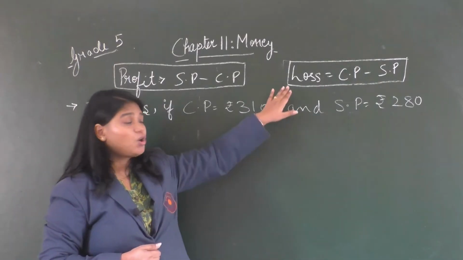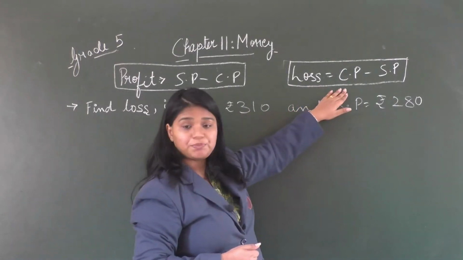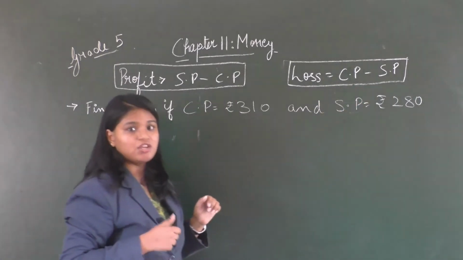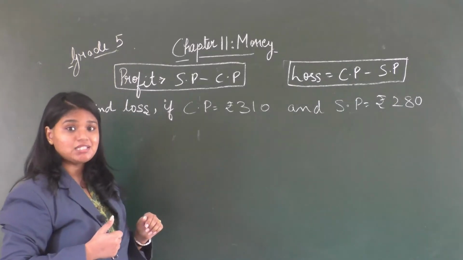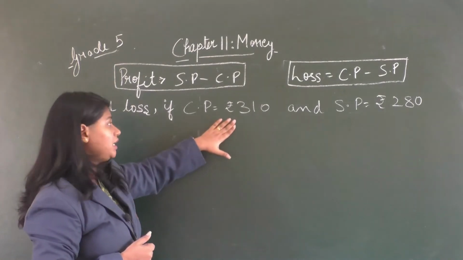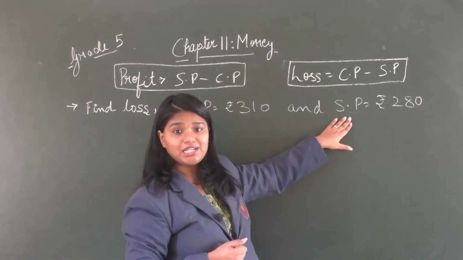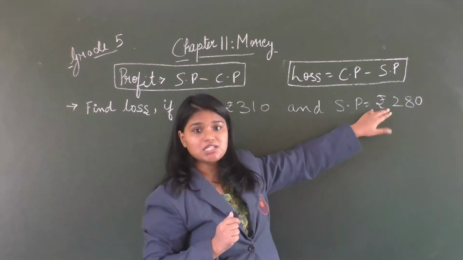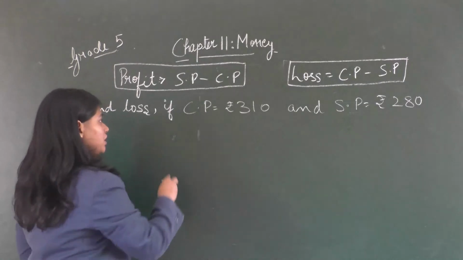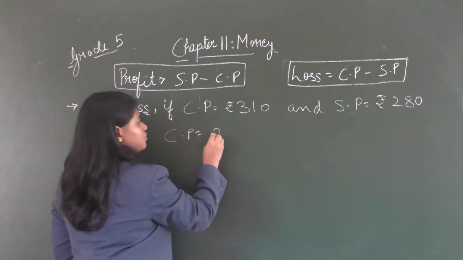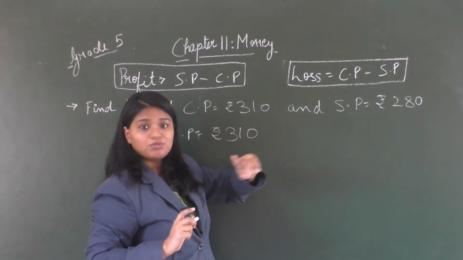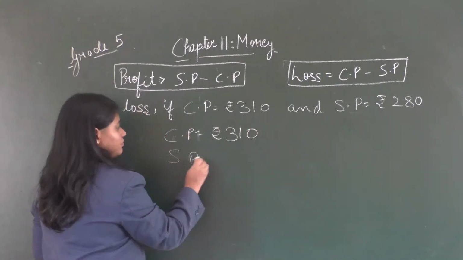We know that loss is equal to CP minus SP. CP is for cost price and SP is for selling price. So here we have a question which says find loss if cost price is equal to rupees 310 and selling price, that is SP, is equal to rupees 280. So first we will mention the values given in the question. So CP is equal to rupees 310 and SP is equal to rupees 280.